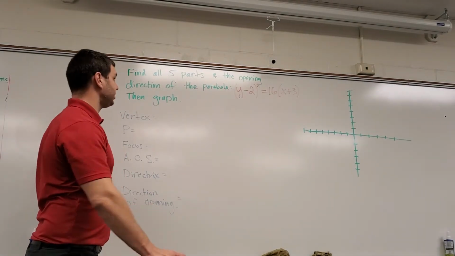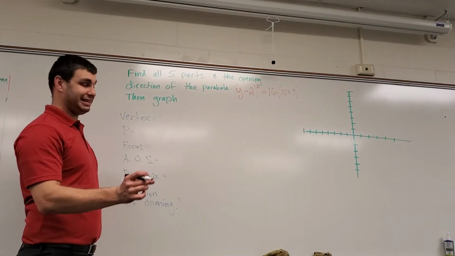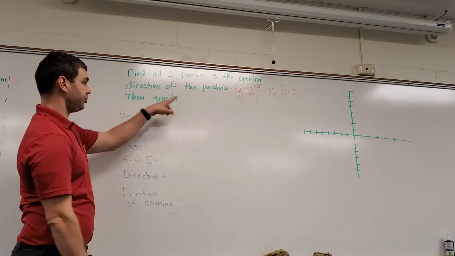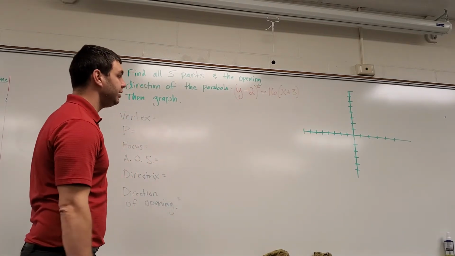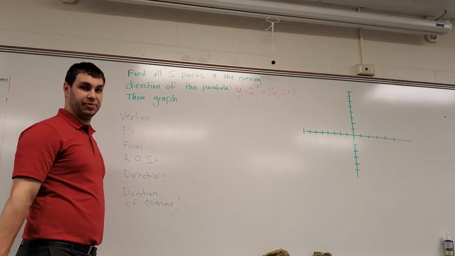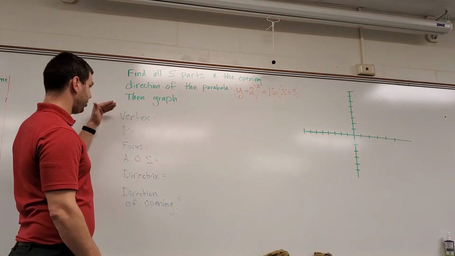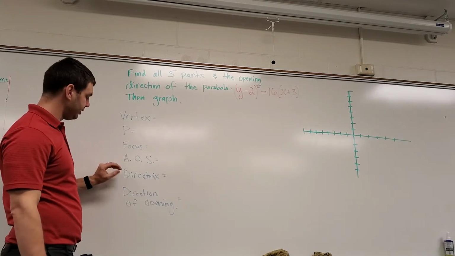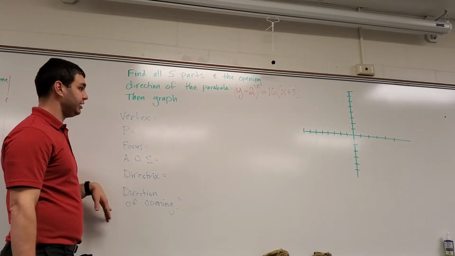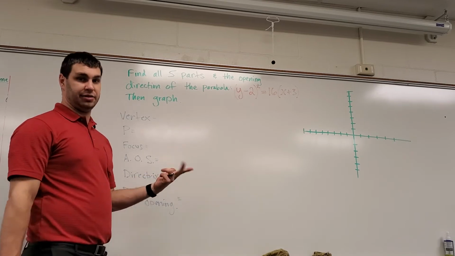All right, guys, in this problem, what it's asking us to do is find all 5 parts and the opening direction of the parabola y minus 2 quantity squared equals 16 times the quantity x plus 3, and then graph it. All right, so our 5 parts are the vertex, the p-value, the focus, the axis of symmetry, AOS, and the directrix. All right, and then the direction of opening, whether it be up, down, left, or right.